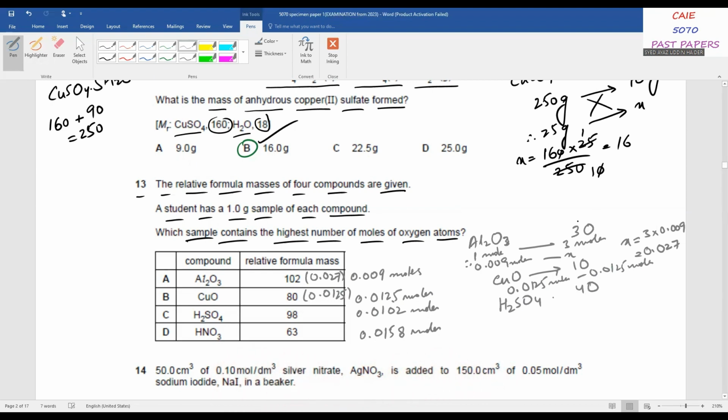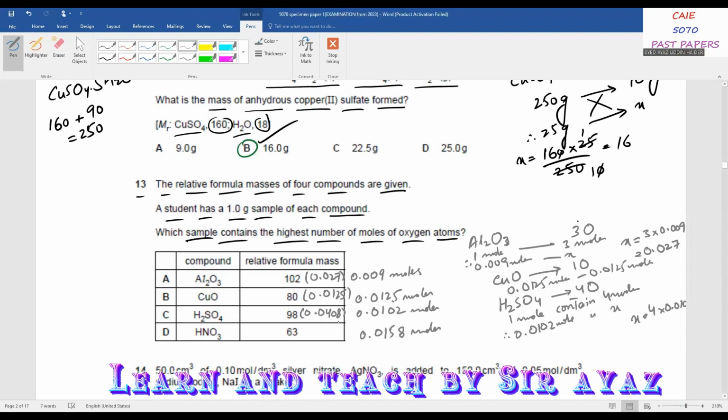For H2SO4, we have 4 moles of oxygen. 1 mole contains 4 moles. Therefore 0.0102 mole contains X mole. So X is equal to 4 multiplied by 0.0102, which will become 0.0408. For the last one, that is HNO3.